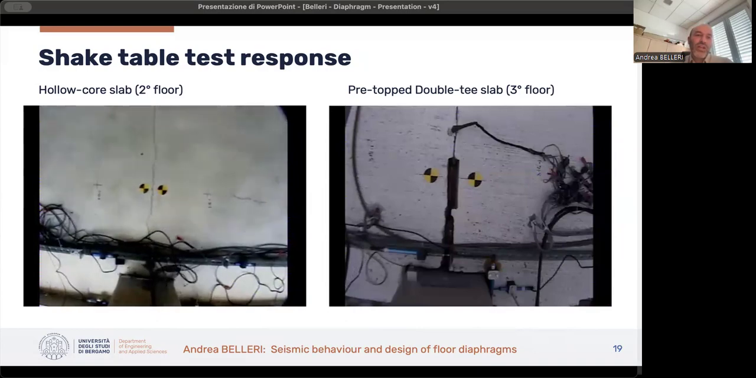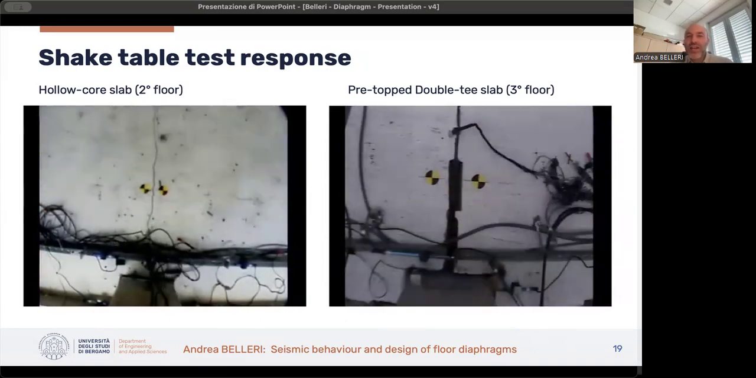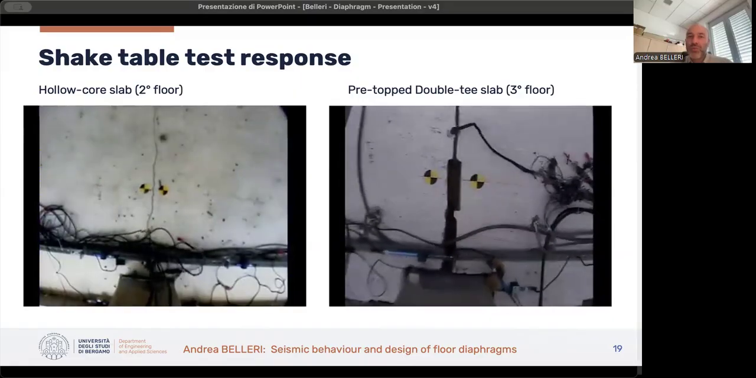Here you can see some video of the damage during the test. You can see on the left-hand side the hollow core units, and on the right-hand side the third floor with a pre-top unit. You see that in the third floor there was a failure of the core reinforcement, and this is particularly interesting that happened across the columns, where there was basically a stress concentration that happened also in the second floor.